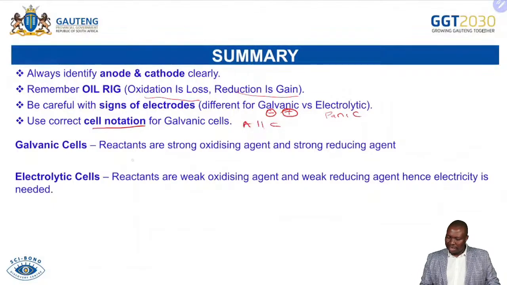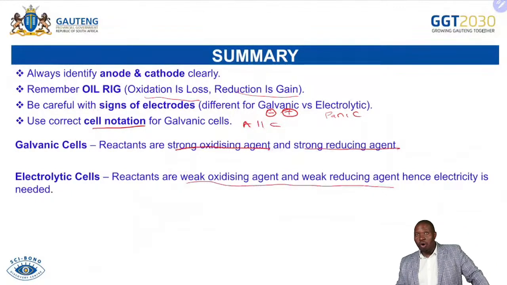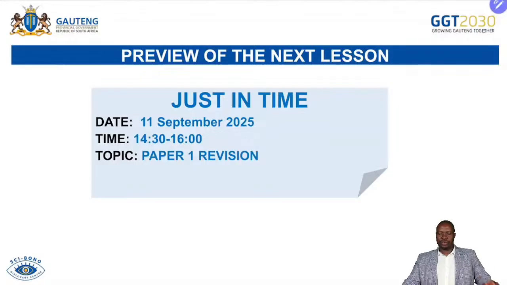For a galvanic cell, we said the reactants are always a strong oxidizing agent and a strong reducing agent. Whereas for an electrolytic cell, the reactants are always a weak oxidizing agent and a weak reducing agent. Hence, electricity is needed for an electrolytic cell. And we are saying an electrolytic cell is a non-spontaneous process.